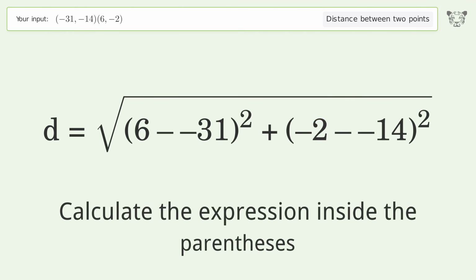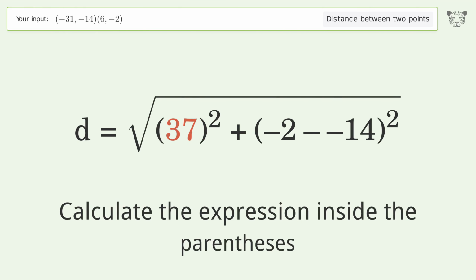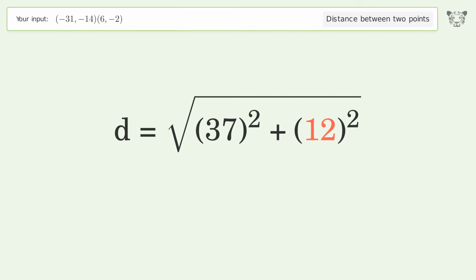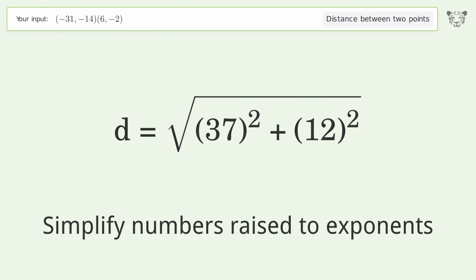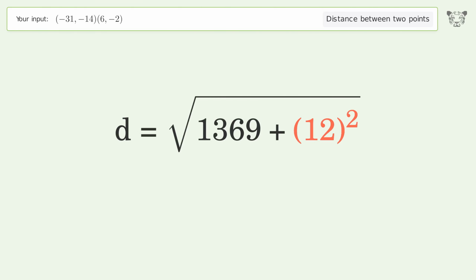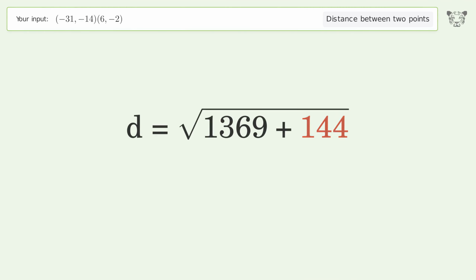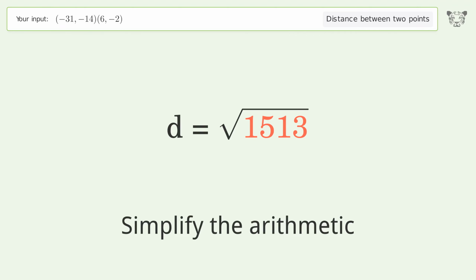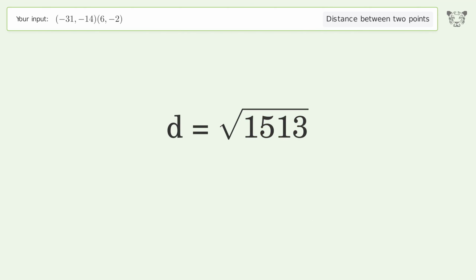Calculate the expression inside the parentheses. Simplify numbers raised to exponents. Simplify the arithmetic. And so the distance between the 2 points is the square root of 1,513, or 38.897.